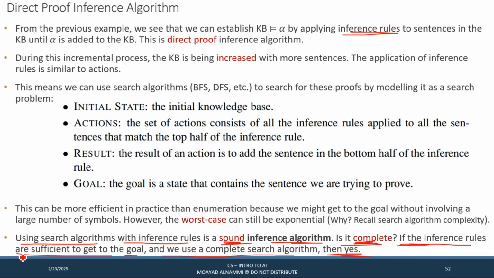What do we mean if the inference rules are sufficient to get to the goal? Well, imagine if we look at the inference rules that we have in our cheat sheet and we removed one of those inference rules. That inference rule may be crucial in order to construct a direct proof. So this is what we mean. The inference rules need to be all there and provided for the search algorithm for it to be complete.